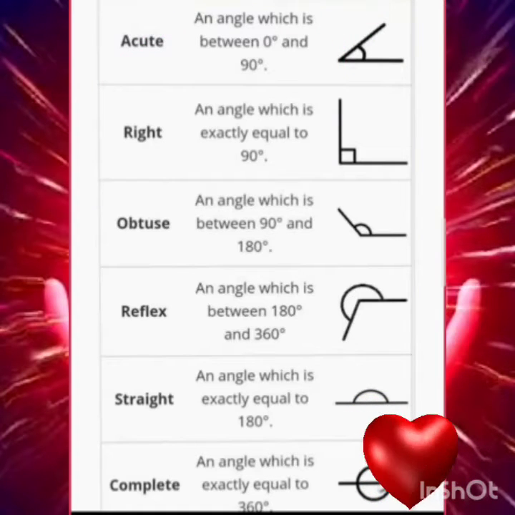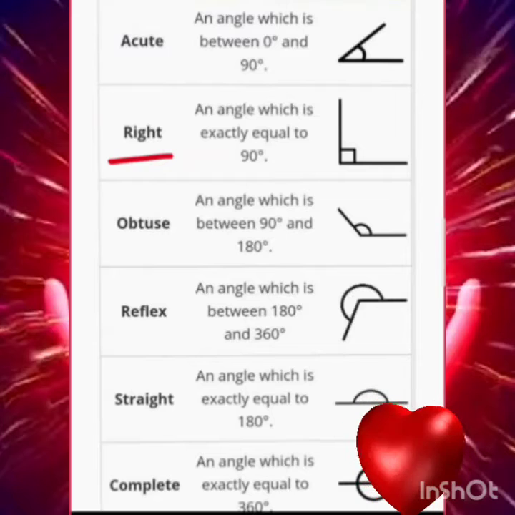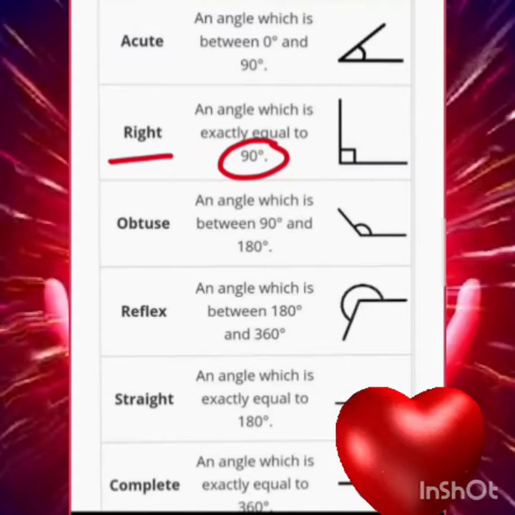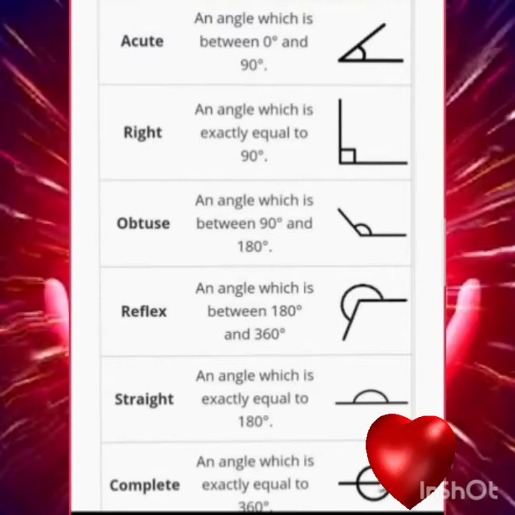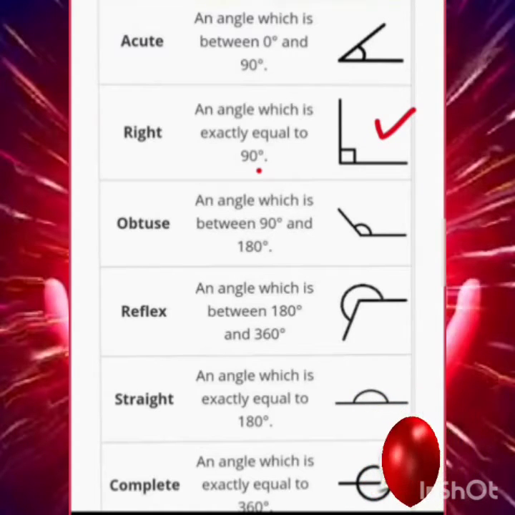Let's work out the right angle. My dear students, this right angle is an angle which is exactly equal to 90 degree. The measurement of the angle is exactly 90 degree, not even 89.5 degree, not even 90.5 degree. But it must be exactly 90 degree, so in such a case, this symbol indicates right angle.